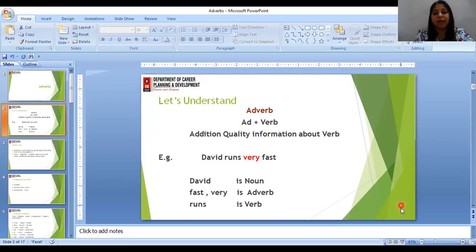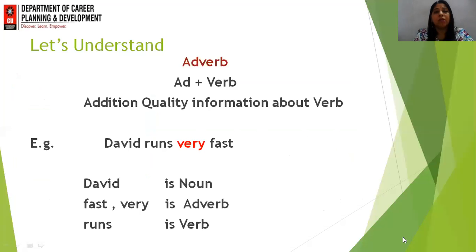So let us understand one thing, that adverbs are actually a part of speech wherein a particular word is telling about the quality or information about the verb in the sentence. For example, David runs very fast. So David here is a noun, runs is what, verb, and very fast, how is he running? He is running very fast, so that is an adverb.